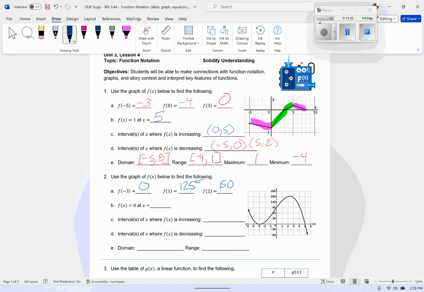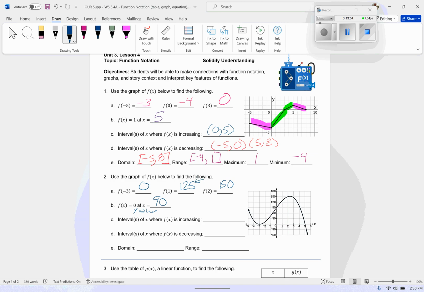All right. And then this one, f at x equals 0. So remember, this is the y value I'm looking at. Okay, so 0. I'm going to come up. Where do you think this y value is right here? 90?